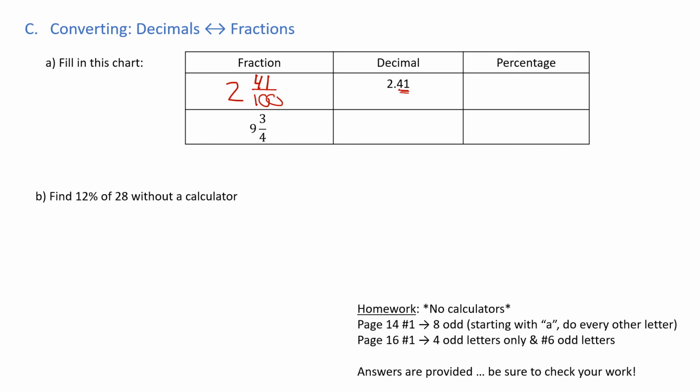Now let's go over to the percentage column. 2.41 or 2 and 41 over 100. So ignore the 2 for a second. If you had 41 out of 100 on a test, that would be 41%. But you have two wholes on top of that. So this is 241%.